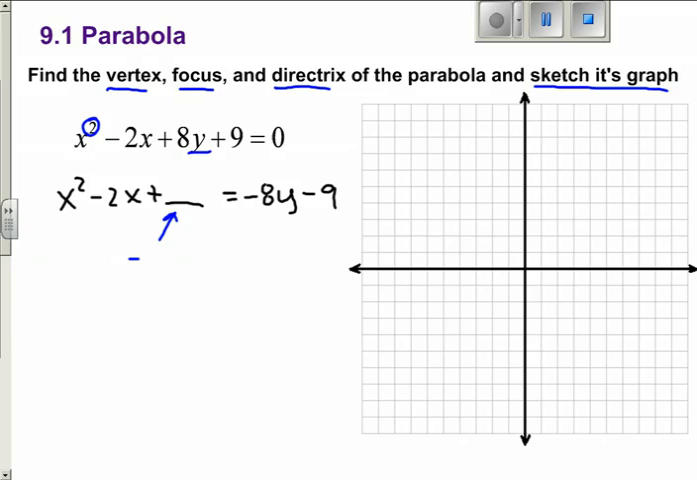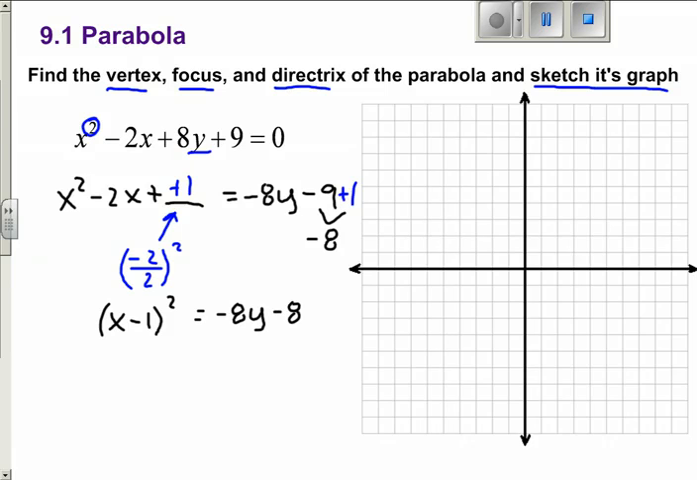This will give you -2 divided by 2 squared, which would be a +1. Whatever you do on one side, you have to add on the other side as well. We've completed the square here, so this is just x minus 1 squared, which is equal to -8y. So it gives me a -8 minus 8. Last step is just factoring, so you get x minus 1 squared is equal to -8y plus 1.